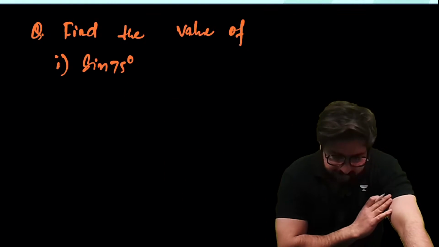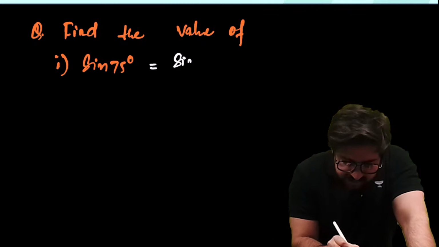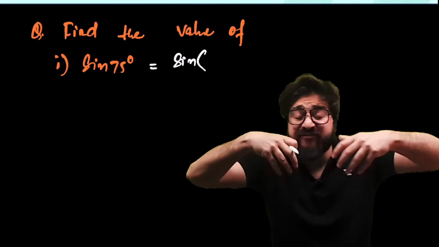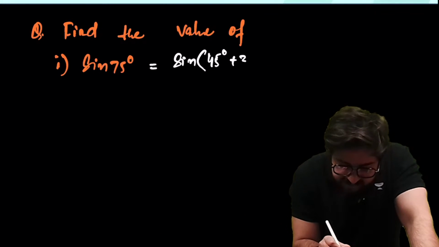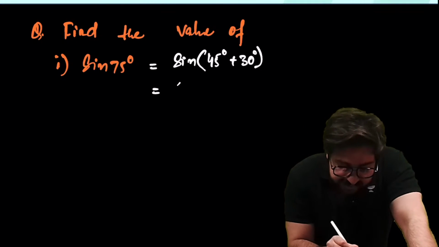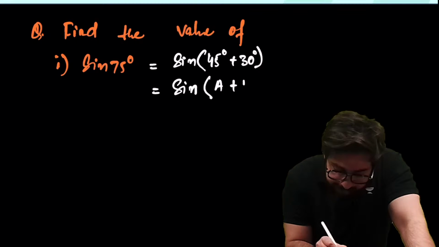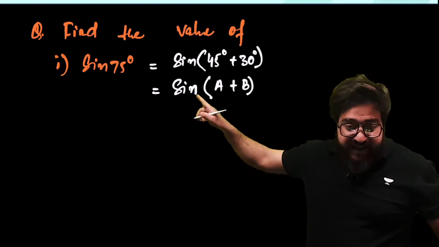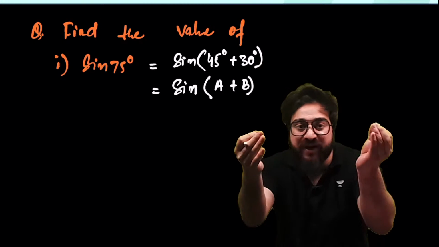Listen to me very carefully. In order to solve this problem, can I write sine of 75 degrees by breaking it something like this, sir? 45 degree plus 30 degree. Yes, sir, 45 plus 30. Now we can write it as sine of A plus B. It is exactly similar. In this case, A is 45 degree and B is 30 degree. It is one and the same thing.